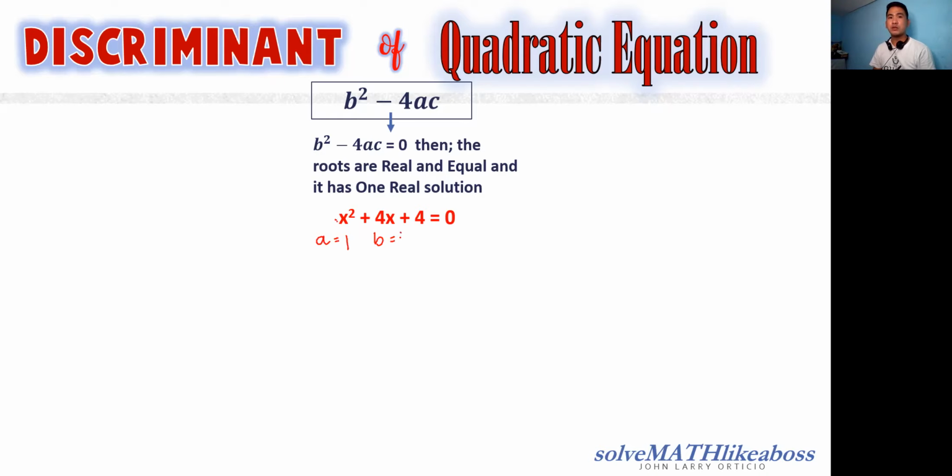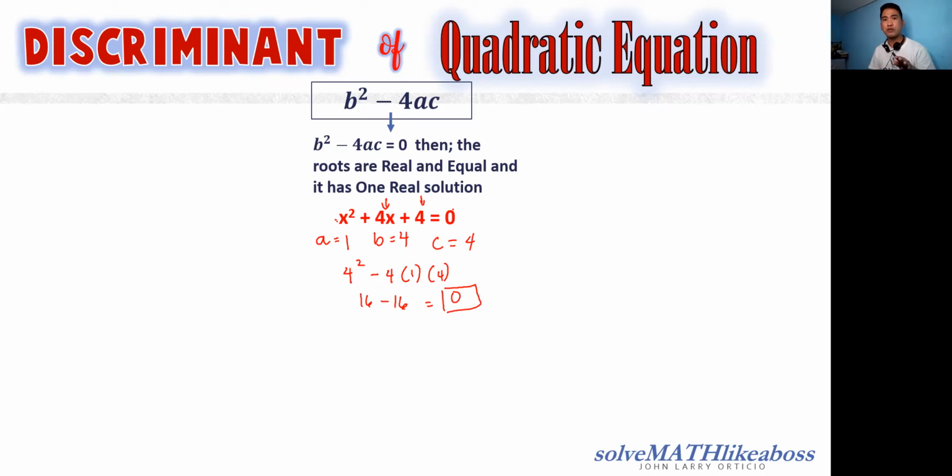B is equal to 4. Ito po yun, katabi ng linear term. And yung c natin, yung constant, yung walang katabi. Okay? So, to solve for the discriminant, syempre, substitute lang natin doon sa formula. So, magiging 4 squared minus 4 times 1 times 4. So, that's 16 minus 16, and it's 0. So, in this equation, the discriminant value is equal to 0. So, we can say that the roots are real, equal, and it has one solution.